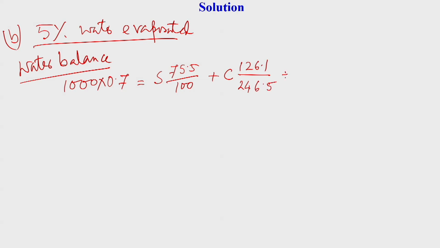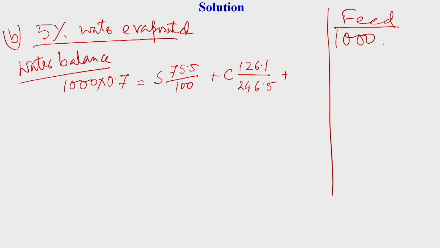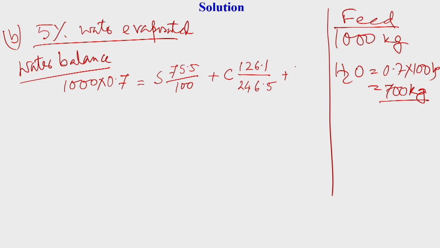plus the total water that was there. Out of this 1000 kg feed, the water was 0.7 into 1000 kg, so that is 700 kg. Out of this 700 kg, 5% is evaporated, so 5 by 100 into 700. That is equation 3.